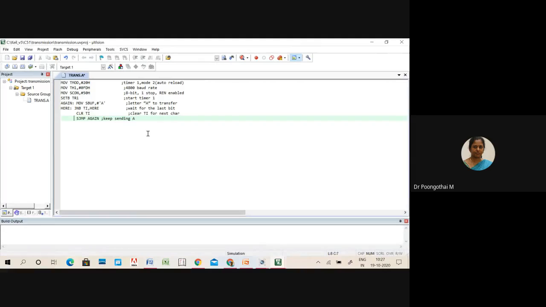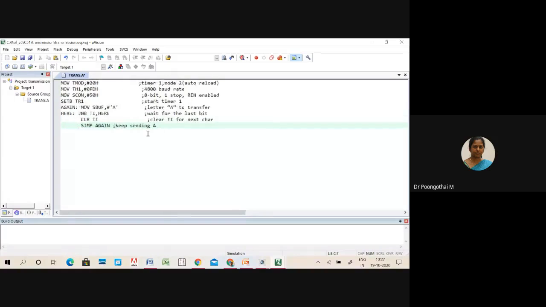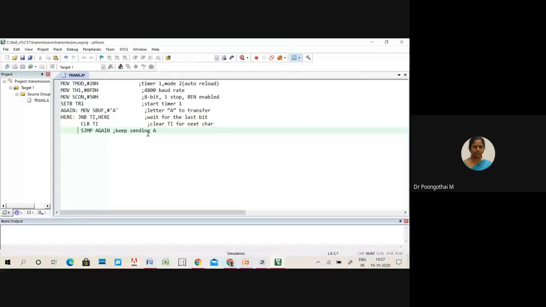So, run this code with Keil microvision. SMOD and TH1 are initialized and the timer gets started. The character A is placed in the SBUF register, continuously monitoring the timer interrupt and the transmit interrupt. So when TI is set to 1, clear TI for the next data transfer.